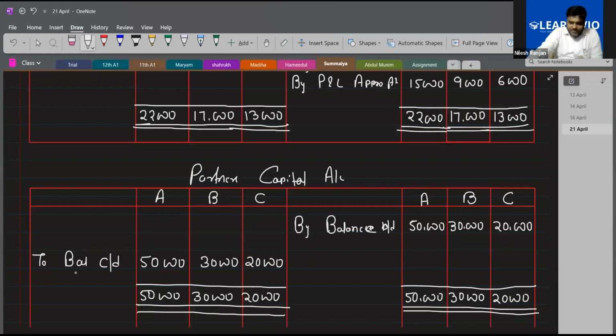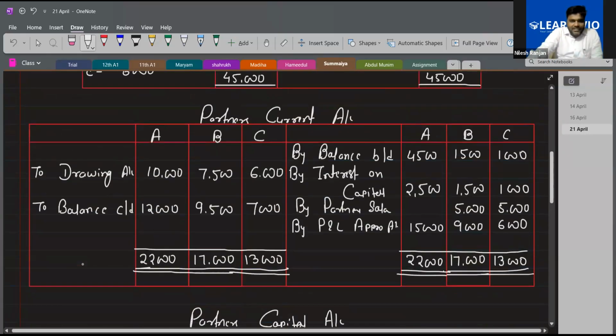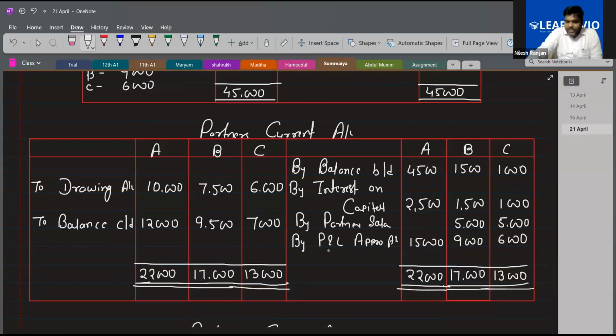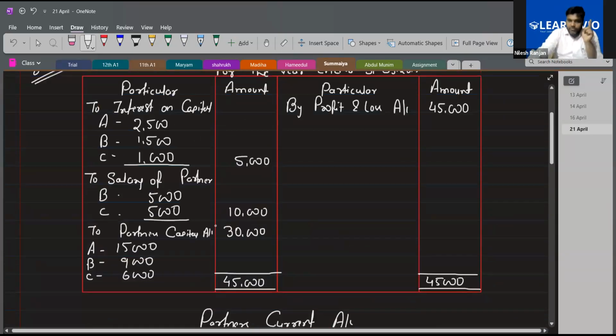You have to write to balance CD, not only BL. In the same manner, you will write Profit and Loss Appropriation Account, the full spelling of profit and loss, not P&L. So you will not use the shortcut. Presentation will be like this.